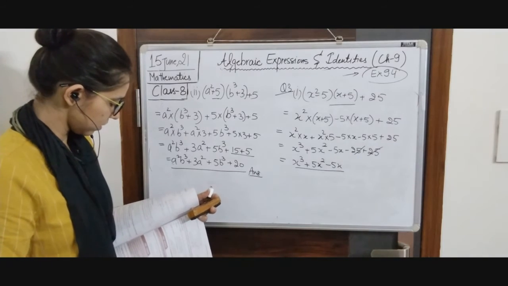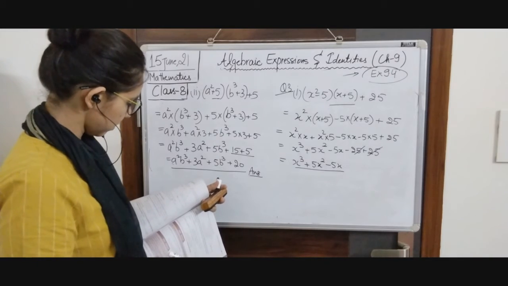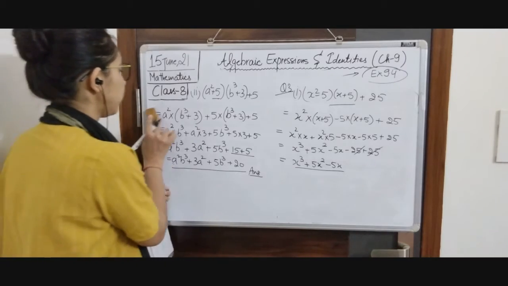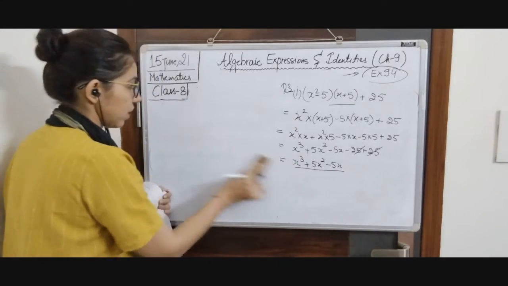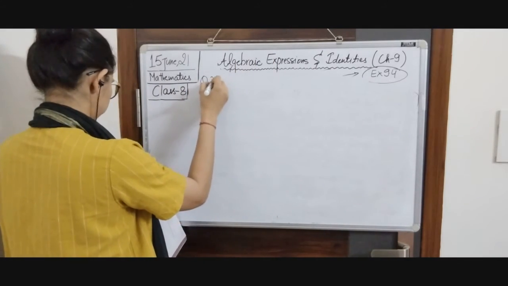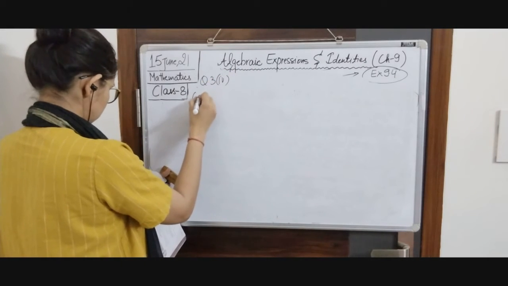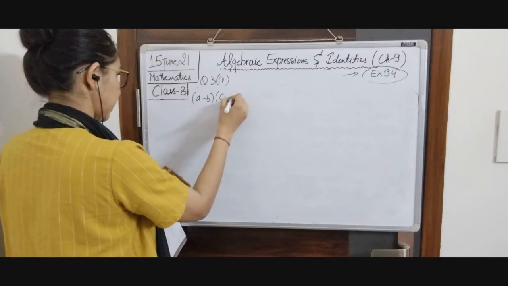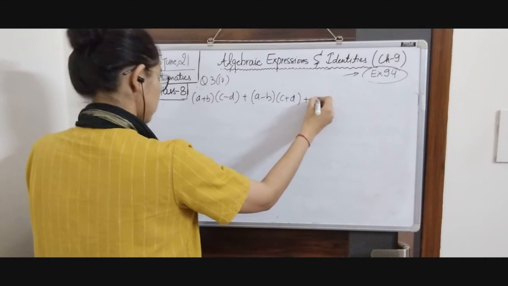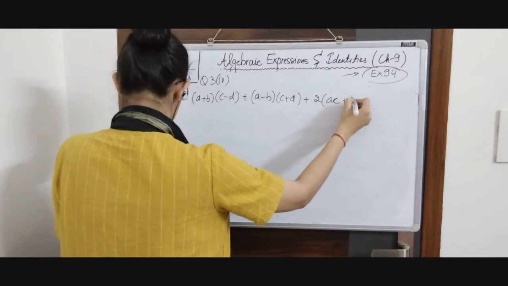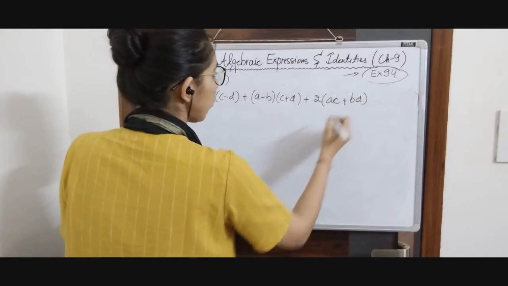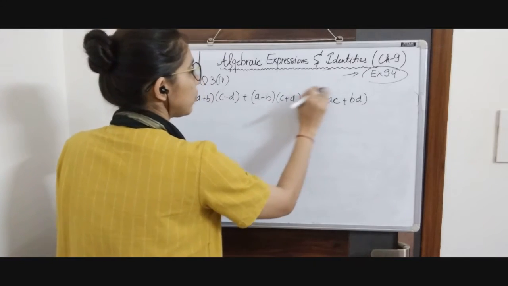Similarly, C part is the same. We are going to move on to D part, fourth part. In the fourth part, we have a complicated looking expression and it is like this. Question number 3, fourth part: (A plus B)(C minus D) plus (A minus B)(C plus D) plus 2(AC plus BD). Okay. We will use what we already know about the product of binomials.